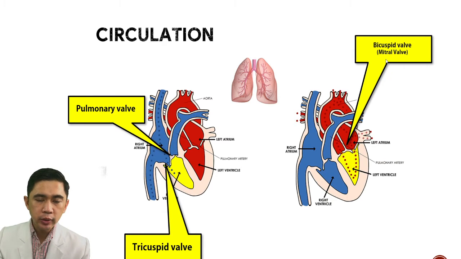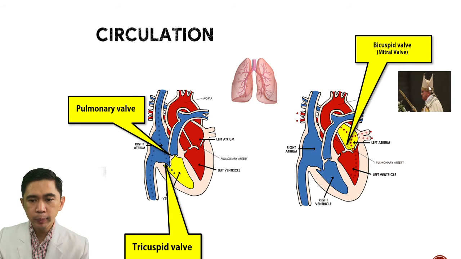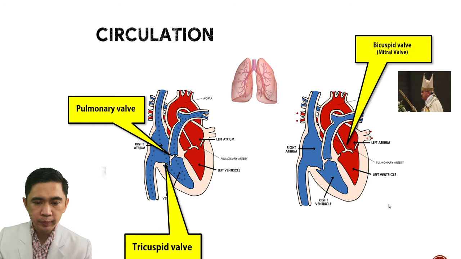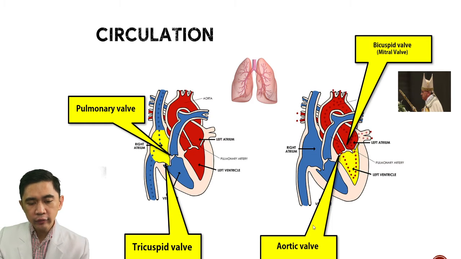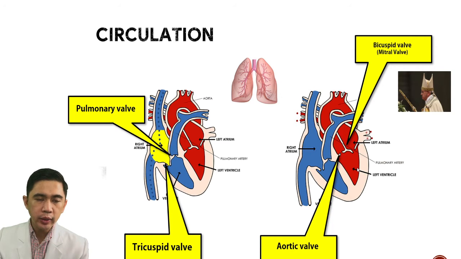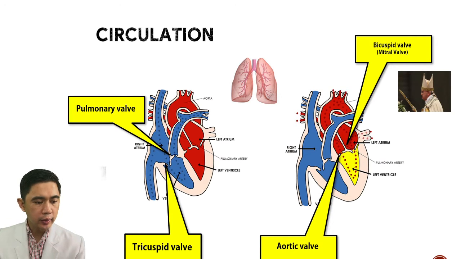It is sometimes called the mitral valve after the mitre of the Pope, because the mitre of the Pope has two cusps, the same with the bicuspid valve. Bicuspid valve, compare that to tricuspid, which has three cusps. And we have the aortic valve, which is situated between the left ventricle and the aorta.